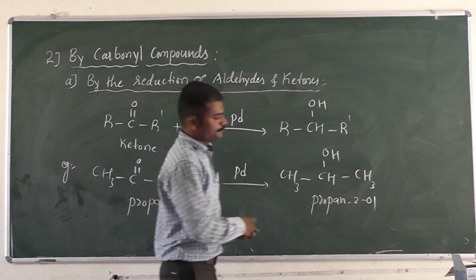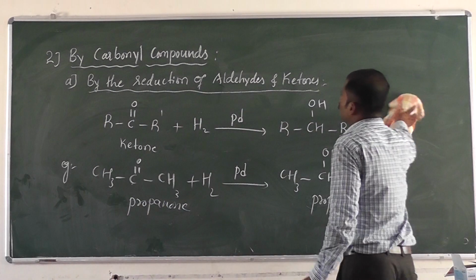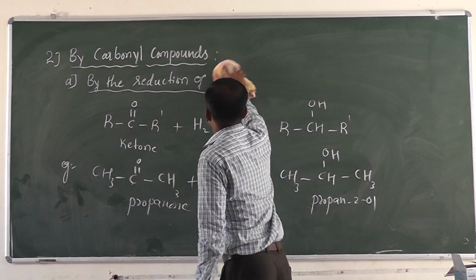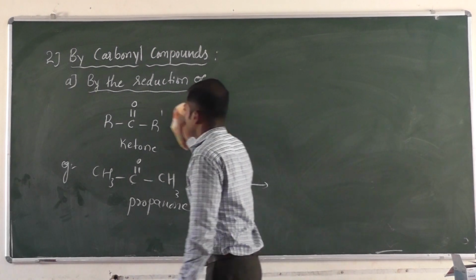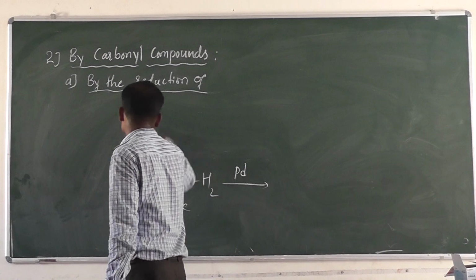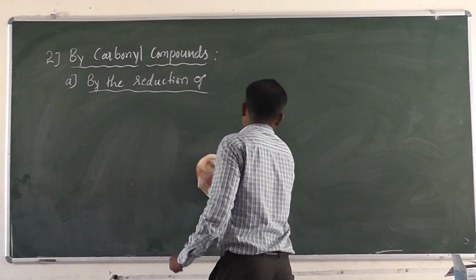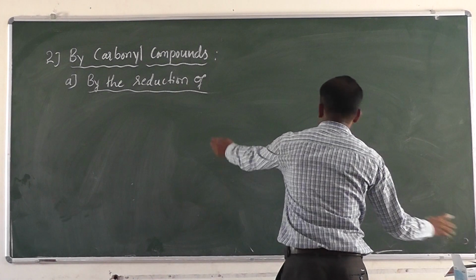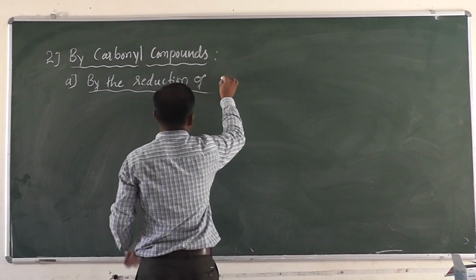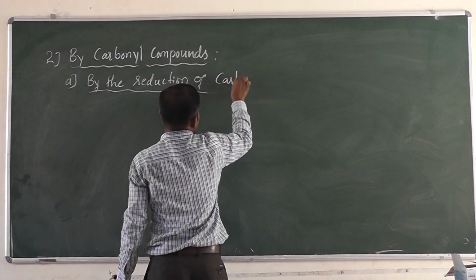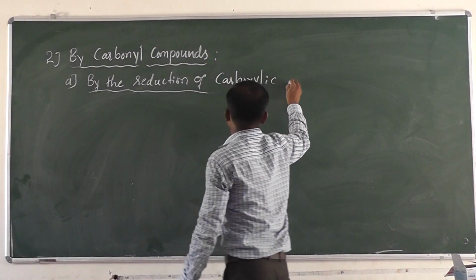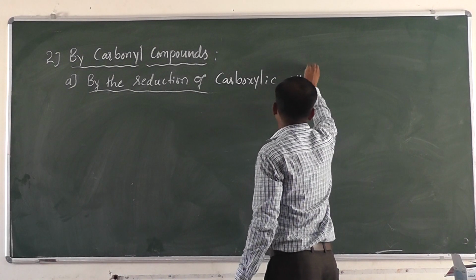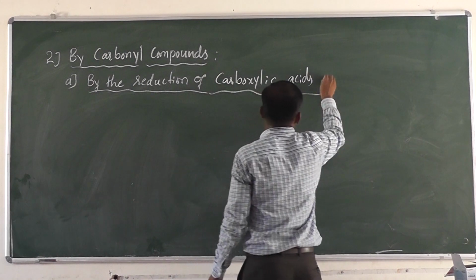Let us see how to prepare alcohols by using carboxylic acid. By using what here? Carboxylic acid. How to prepare the alcohols by the reduction of carboxylic acid. So we can prepare the alcohols by using carboxylic acid.